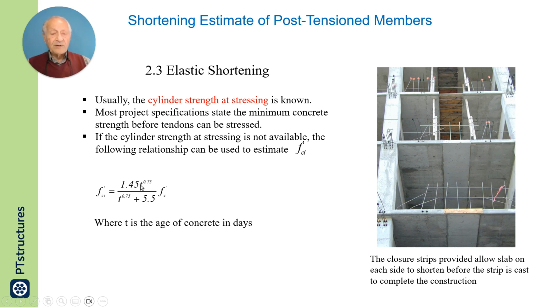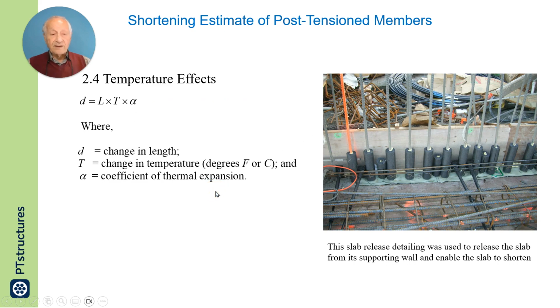Now the parameter here is day. T is day. On day 3, you put day 3 here and you find what the strength is likely to be.